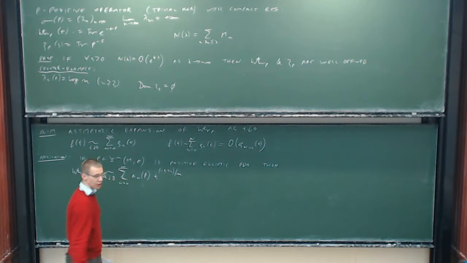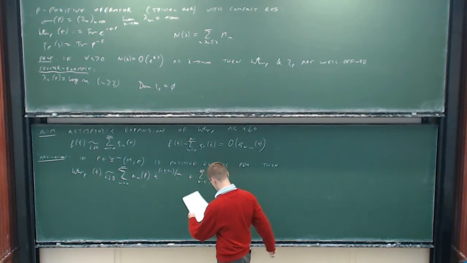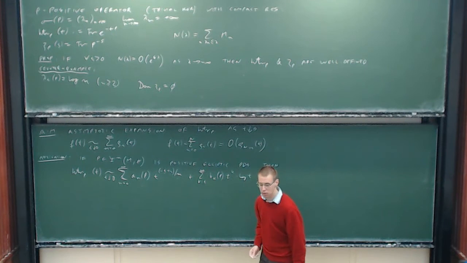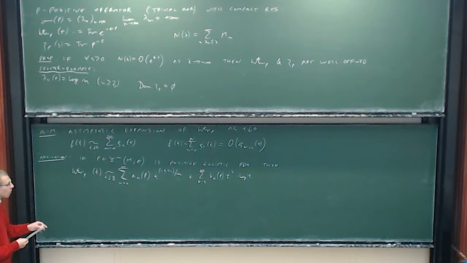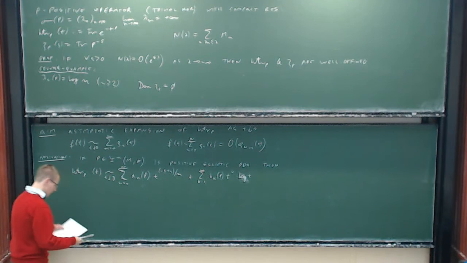If it's a pseudo-differential operator, then in general we have a second term, which is the sum of b_k t^k times log t. You have a log term if this is a pseudo-differential operator. So that's what was known.